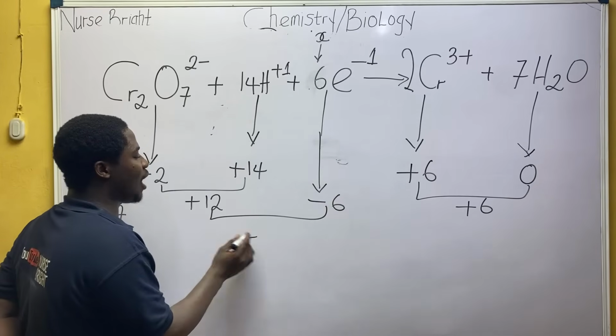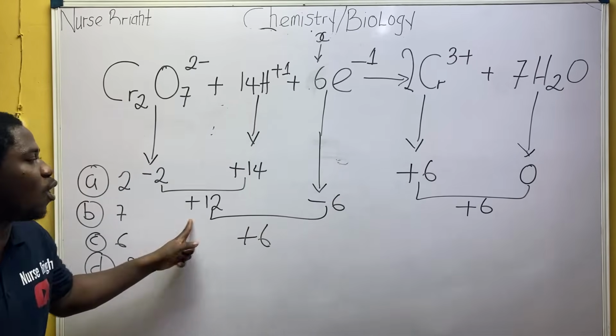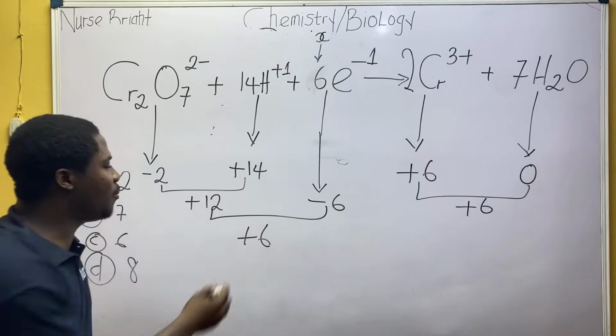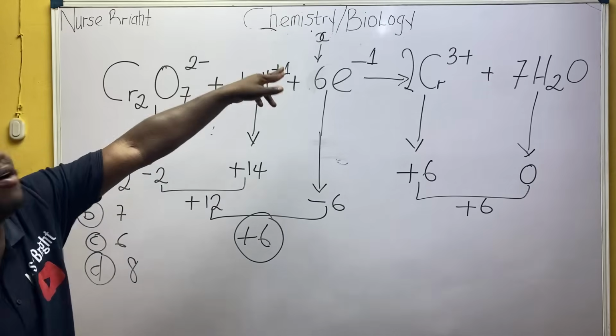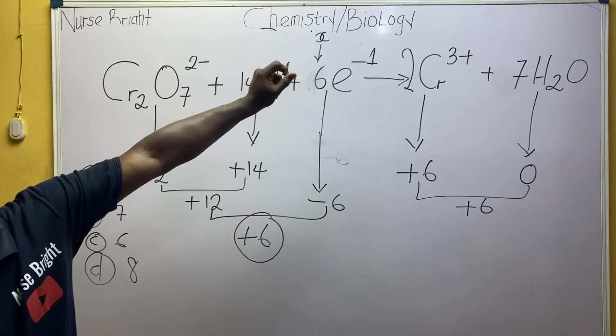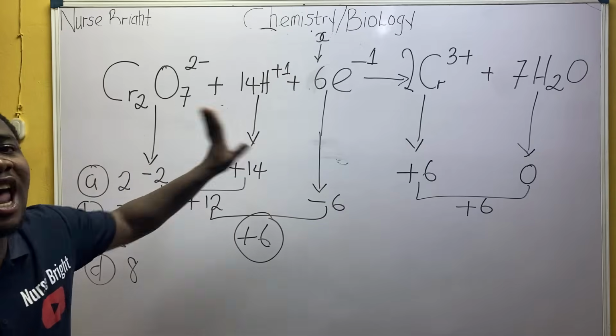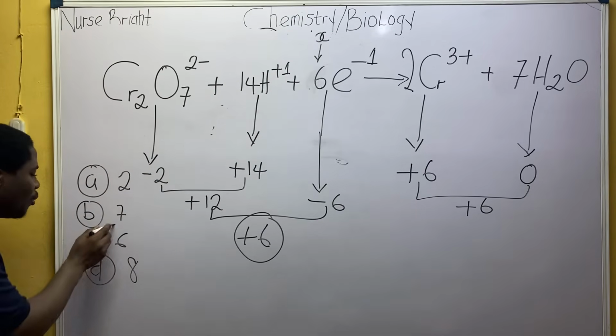What do you get? You are going to get what now? Plus 6. Are you there? Because 12 minus 6 is plus 6. So in summary, you can see that after balancing it, we've gotten the value that should be x. So after doing that, the charge on our left equals the charge on our right. So the answer will not be option C.